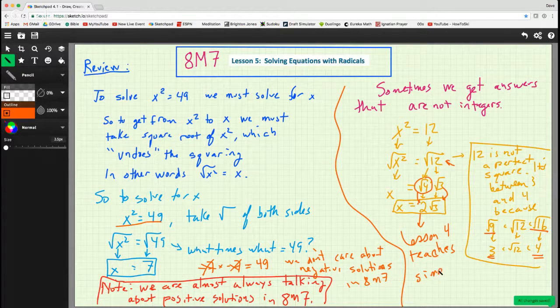Simplifying radicals. All right, so let's get back on to lesson 5.